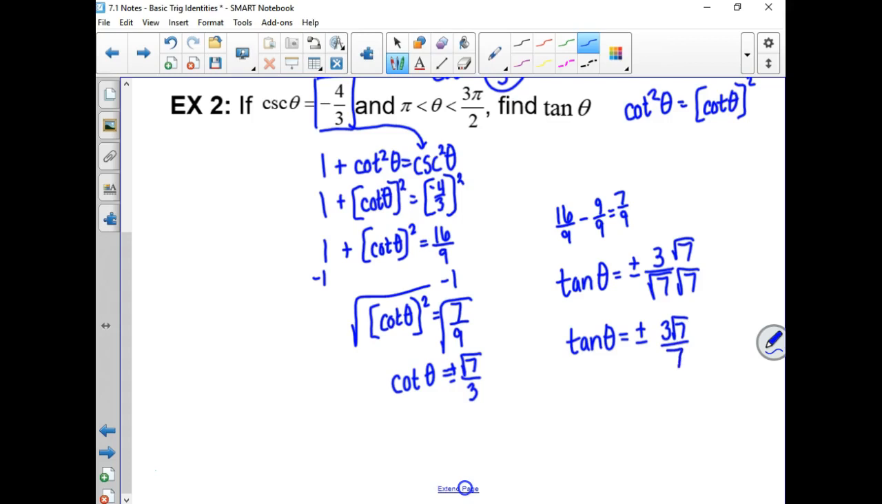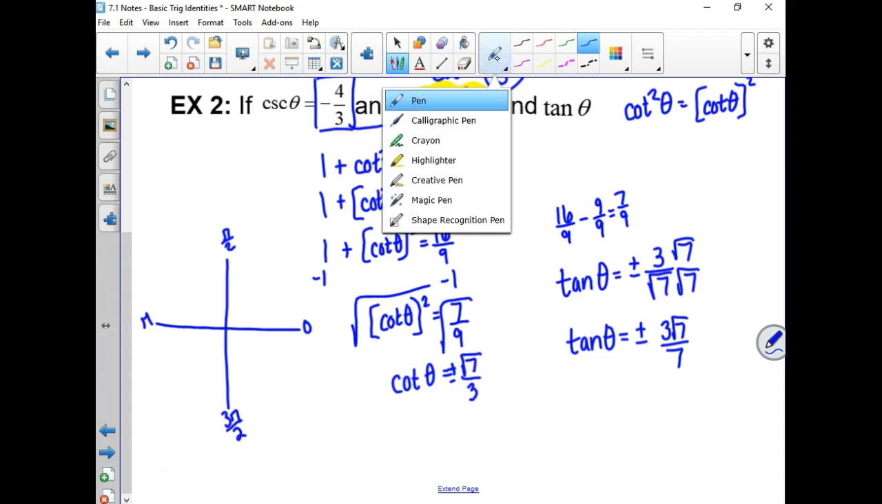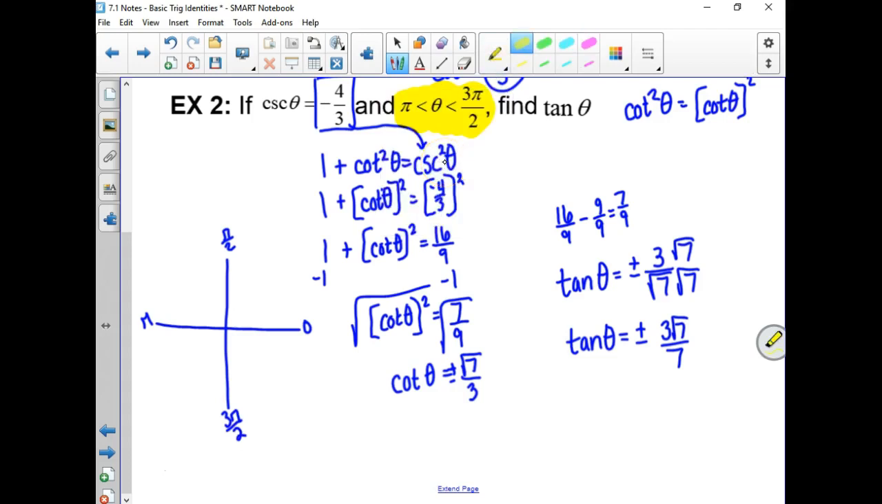Now, you may notice here in the problem, we have this information: pi is less than theta less than 3 pi over 2. And we haven't really done anything with that yet. But the reason they gave us that information is they wanted us to know what quadrant we're in. So here's 0, here's pi over 2, here's pi, here's 3 pi over 2. So if theta falls between pi and 3 pi over 2, that means that we're looking at the third quadrant here.